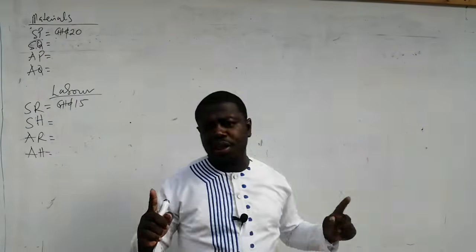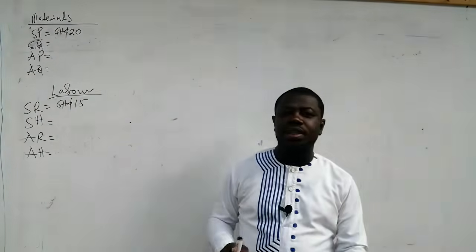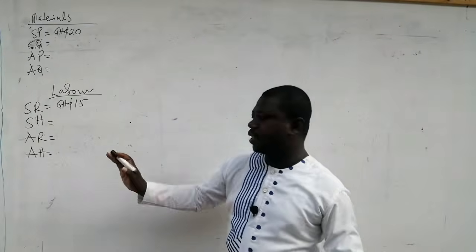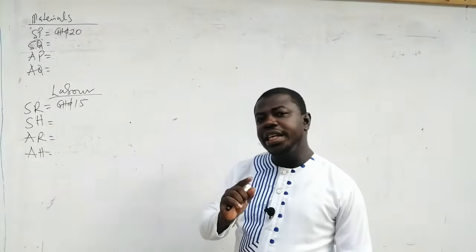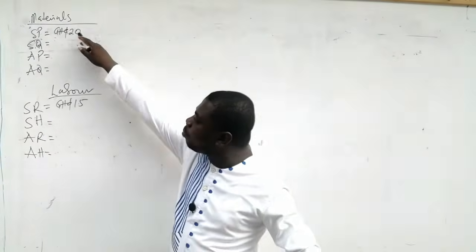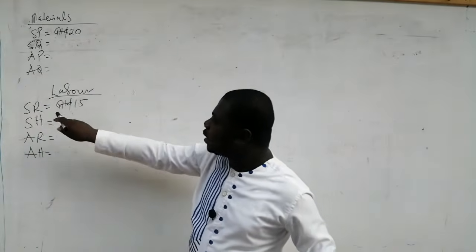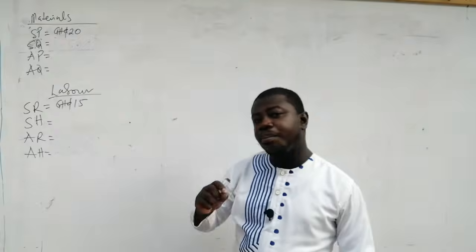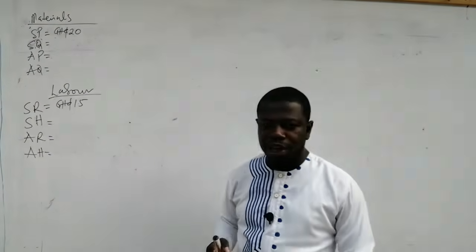Now let me draw your attention to something very important. When it comes to the prices and the rates, we need them per unit all the time. You should make sure that the standard price, actual price, standard rate, and actual rate, the money involved, should always be per unit.